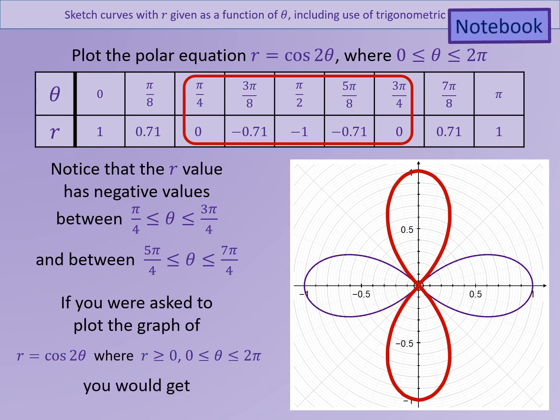Sometimes we might be asked to sketch the curve for r greater than or equal to 0 only. In this case, we would leave out any sections where r was negative, and therefore the graph would become this.